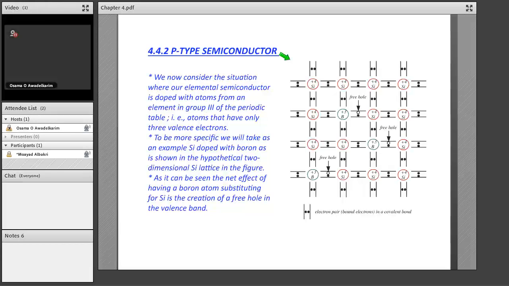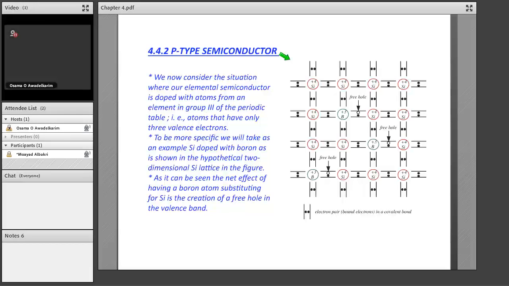Instead of making the semiconductor N-type, instead of increasing the concentration of electrons, instead of having conduction due mostly to electrons, you can reverse the picture and have this happening with positive charge carriers, which are the holes. How do we do that?